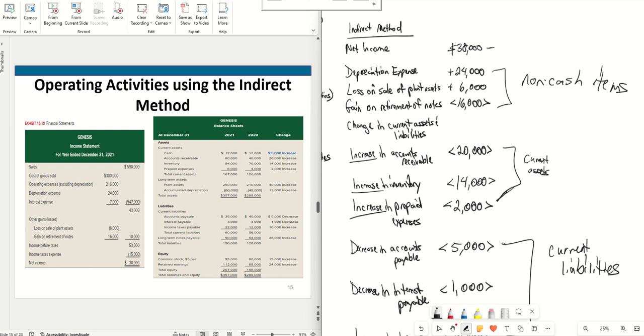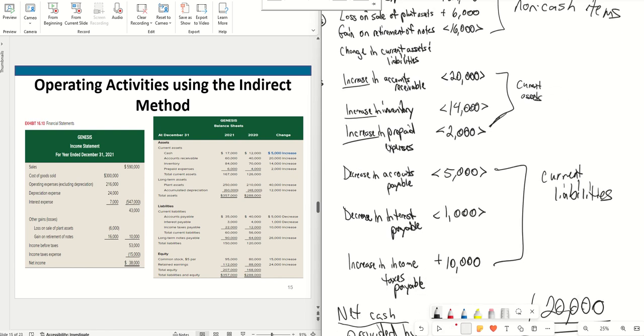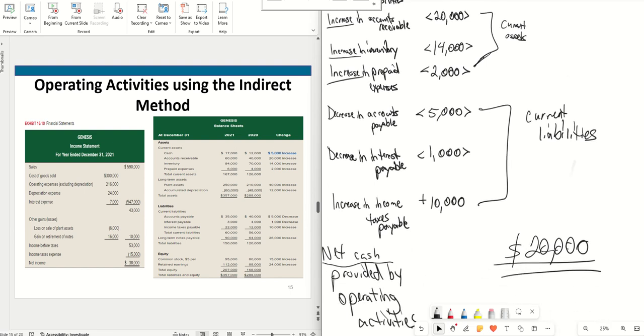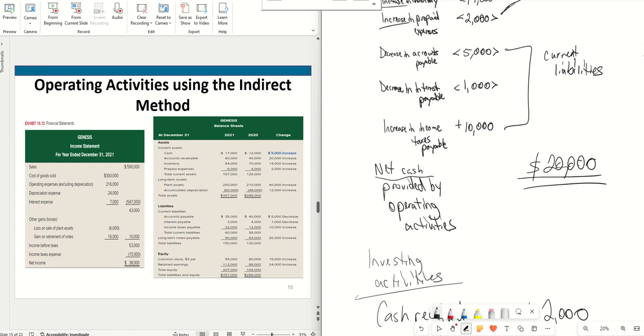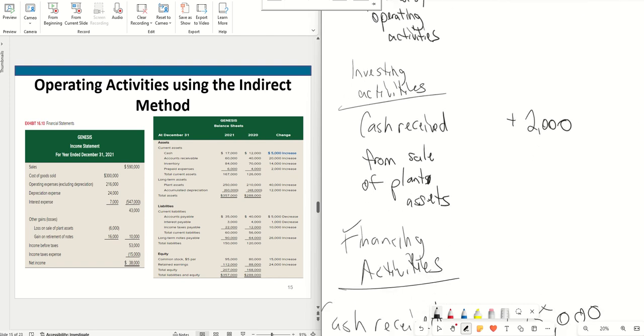We started off with presenting the net income of $38,000. That was reflected in the income statement using the accrual method. And this, of course, is using the indirect method, followed by the non-cash items of depreciation expense, the loss on the sale of the plant assets, and the gain on the retirement of notes. Then we have the current assets here, followed by current liabilities. And our net cash provided by operating activities came out to be $20,000. So for investing activities, we have a plus $2,000 for cash received from the sale of plant assets.